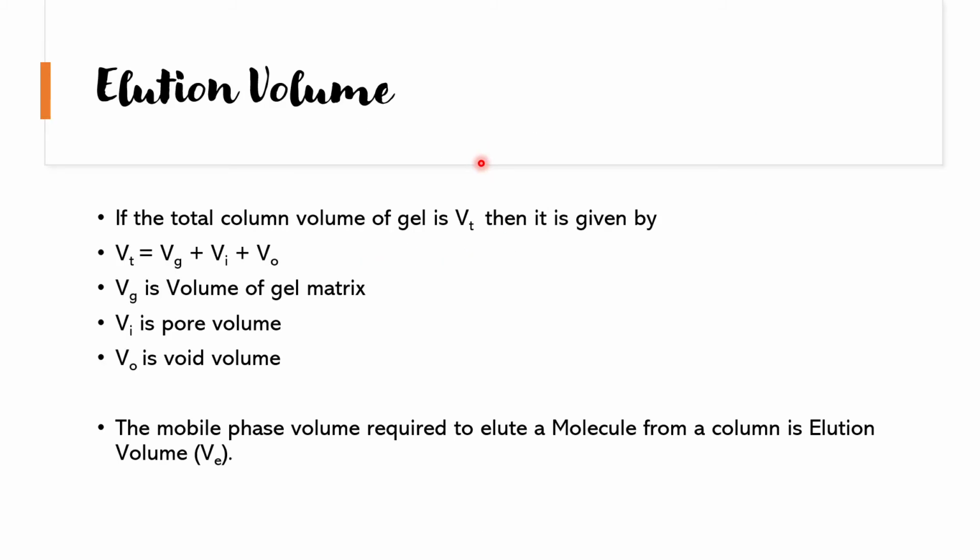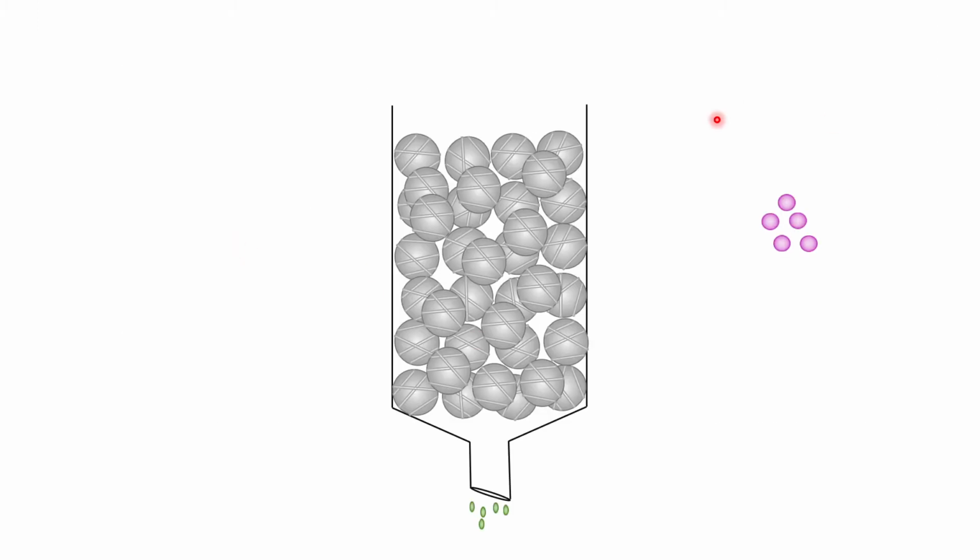Now coming to the elution volume. What do I mean by the elution volume? We have to elute these molecules from this column. The larger molecule can come out easily because it simply bypasses the bead, so we need a much smaller elution volume for the larger molecule. But for the small molecule, we need a much larger volume because it is trapped in the pores, so we have to run more and more buffer so it can come out.